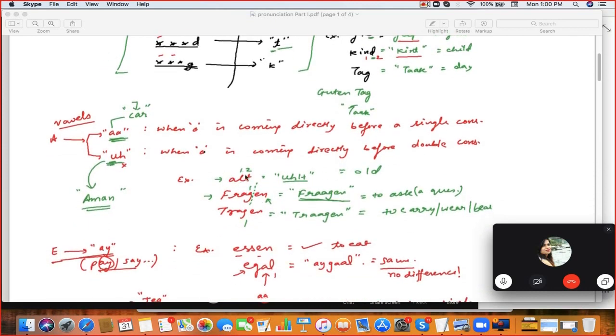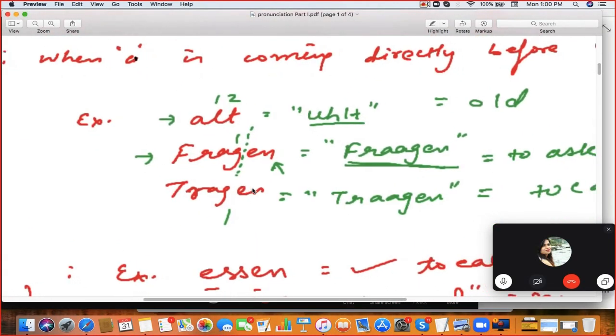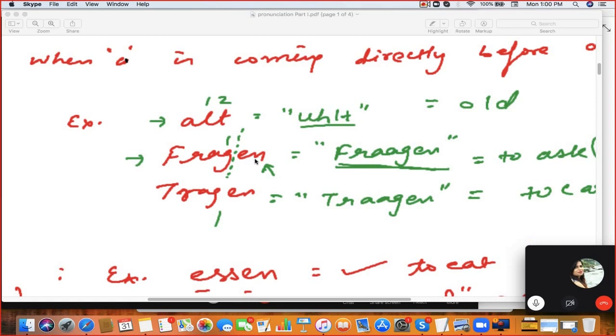So first tell me A-L-T. After A, how many consonants? Two. Two consonants. Okay, just hold on. F-R-A-G-E-N. How many consonants? One. Directly only one. You have to count directly. After G is there, so we'll not count N. We'll count only G. Okay. Clear?